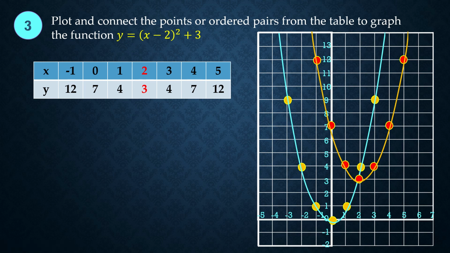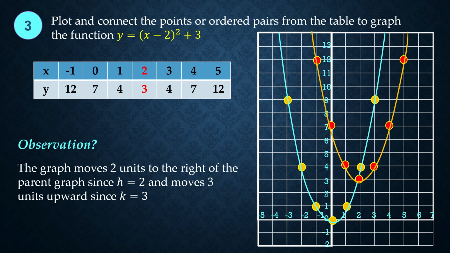The second graph is the graph of the function y is equal to the square of x minus 2 plus 3. So the observation is that the graph moves 2 units to the right of the parent graph since h is 2. Starting from the vertex at the origin 0, 0, it moves 2 points to the right. So 1, 2, because h is positive 2.